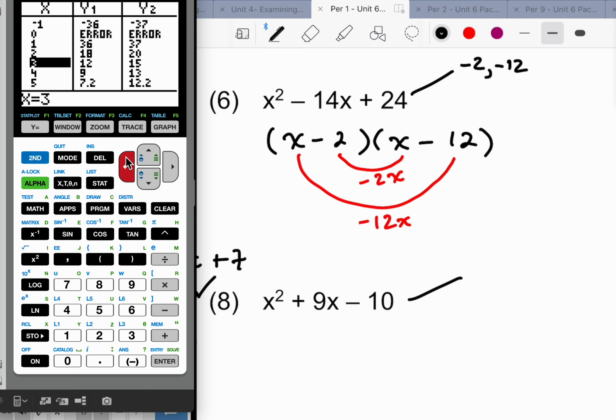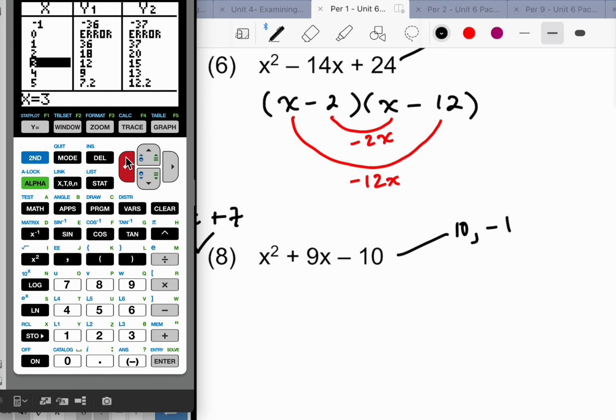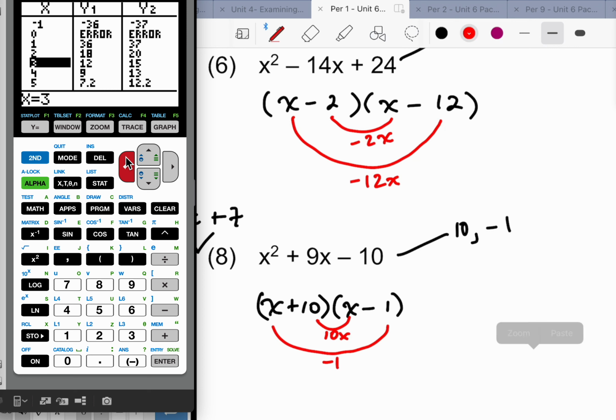Then you look at it and say, well, how about 10 and negative 1? 10 plus negative 1 would give you a positive 9. So I'm looking at x plus 10, x minus 1. Quick double check: 10x, negative 1x, that gives you a 9x. And we have it. So we have our factor pair.